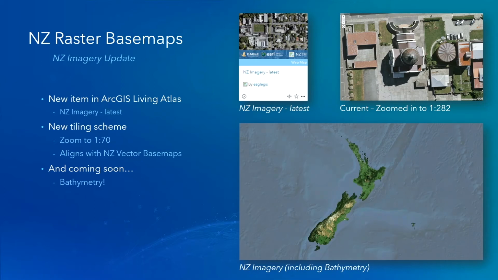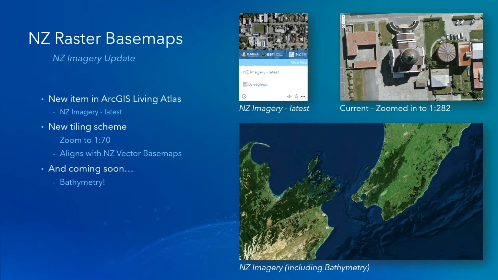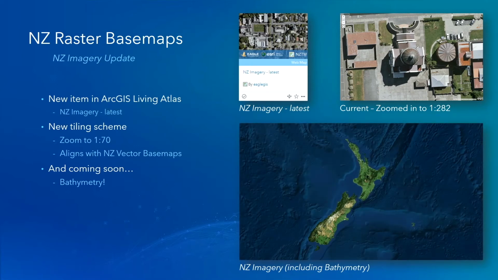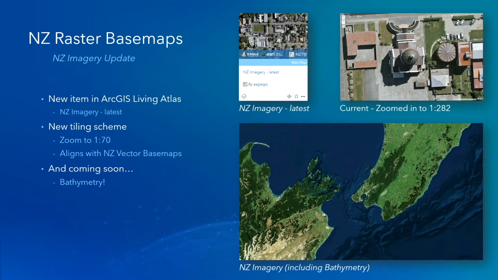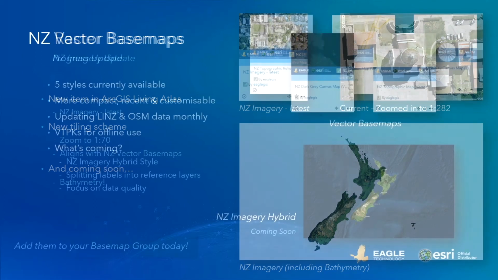Goodbye blank background and hello blended bathymetry. We'll be making an announcement shortly on when it will be available, but for now we recommend searching for the New Zealand Imagery latest in the Living Atlas and adding this to your organisation's base map group. And if you're not a fan of the bathymetry, not to worry, we do not currently have any plans to deprecate the existing New Zealand Imagery base map.